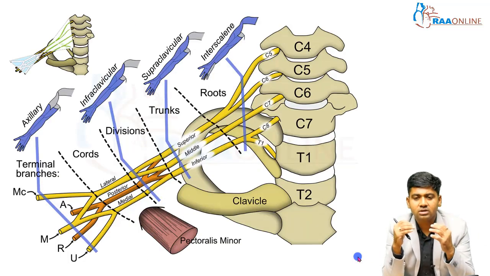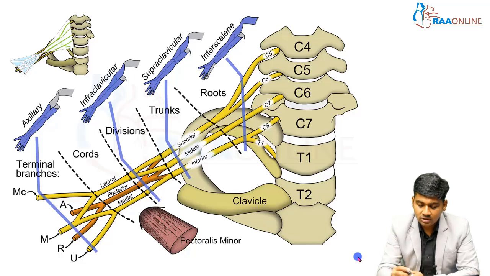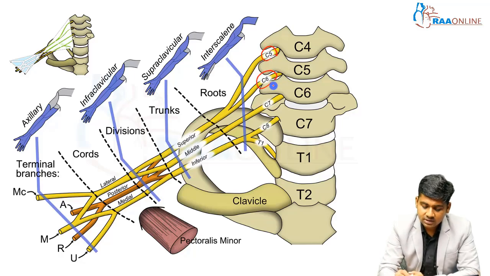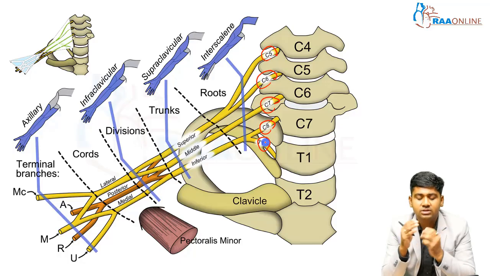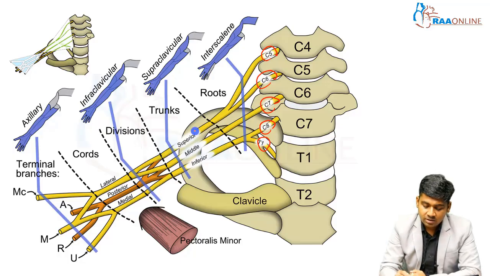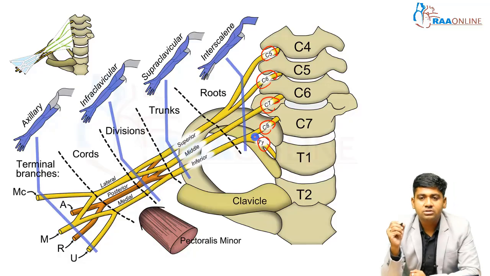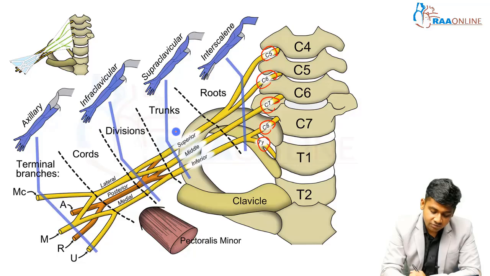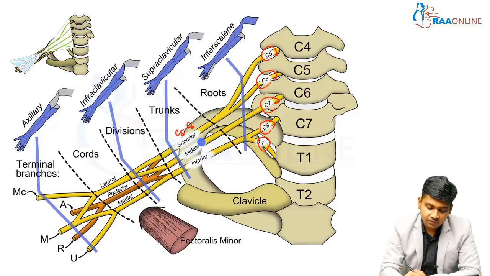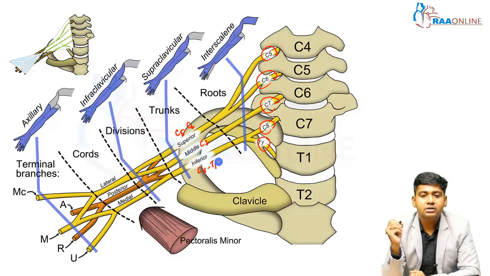So here you can see the roots. This is C5, C6, C7, C8 and T1. The joining of C5 and C6 forms a single trunk. C7 forms a single trunk, and C8 and T1 form a single trunk. So the superior trunk is C5 and C6. C7 is the middle trunk. C8 and T1 is the inferior trunk.